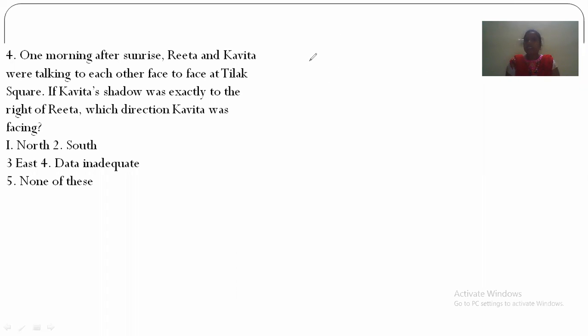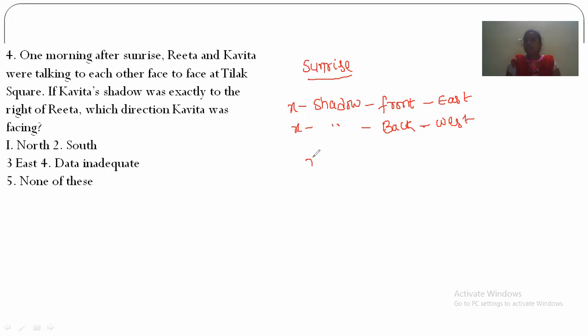Here the basic rule is, if it is sunrise, generally if person X is there, his shadow is in front of him, which means he is facing the east direction. If X's shadow is behind him, which direction is he facing? West. If X's shadow is to his left, then he is facing north. If his shadow is to his right, then he is facing south. That is sunrise.